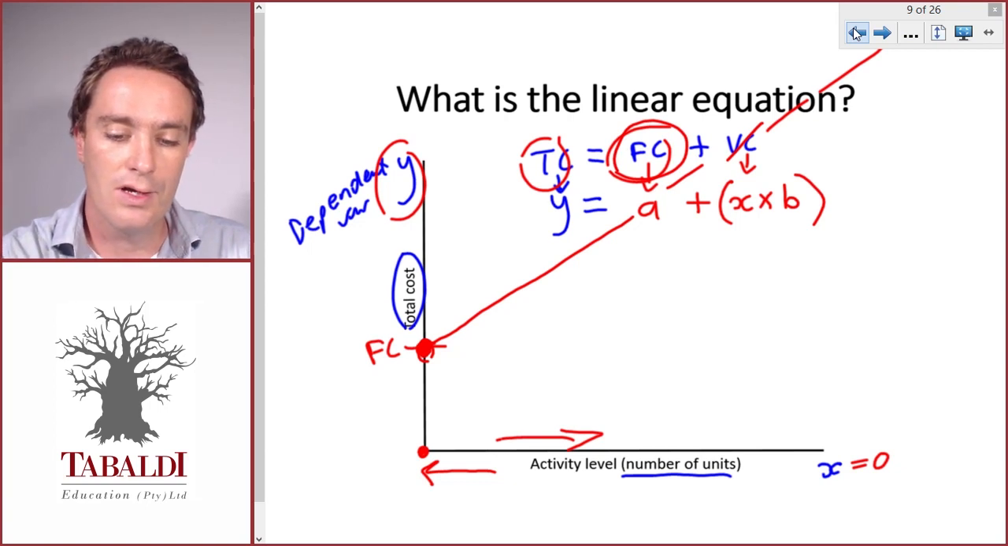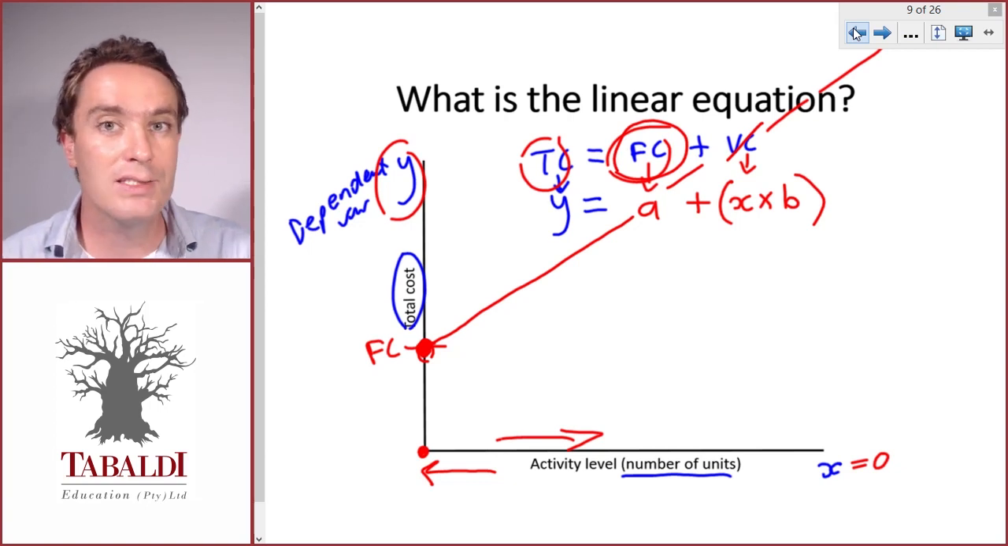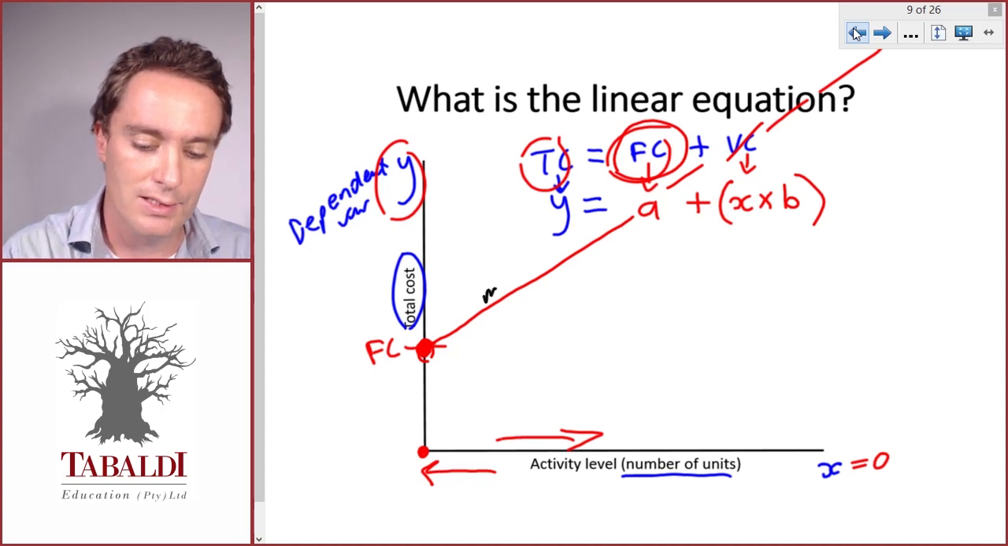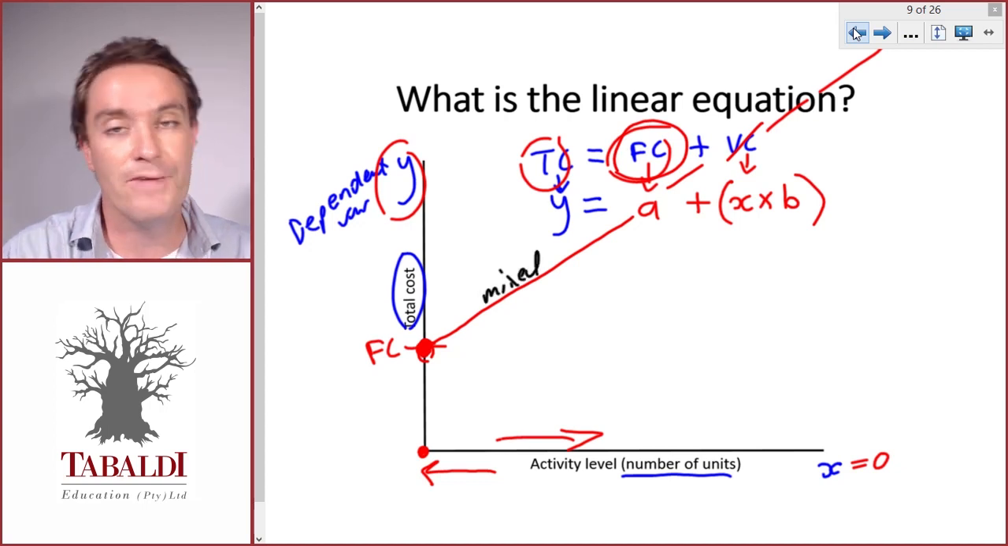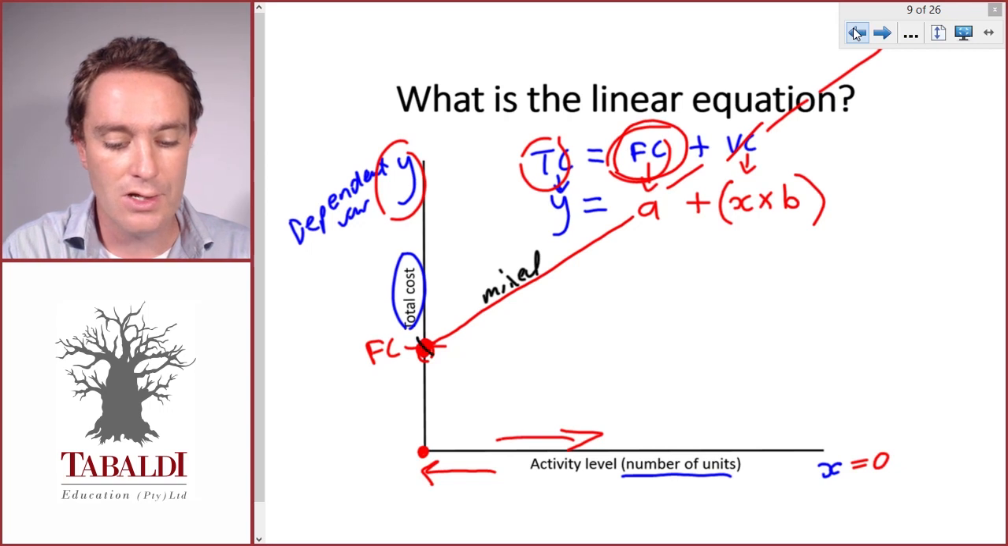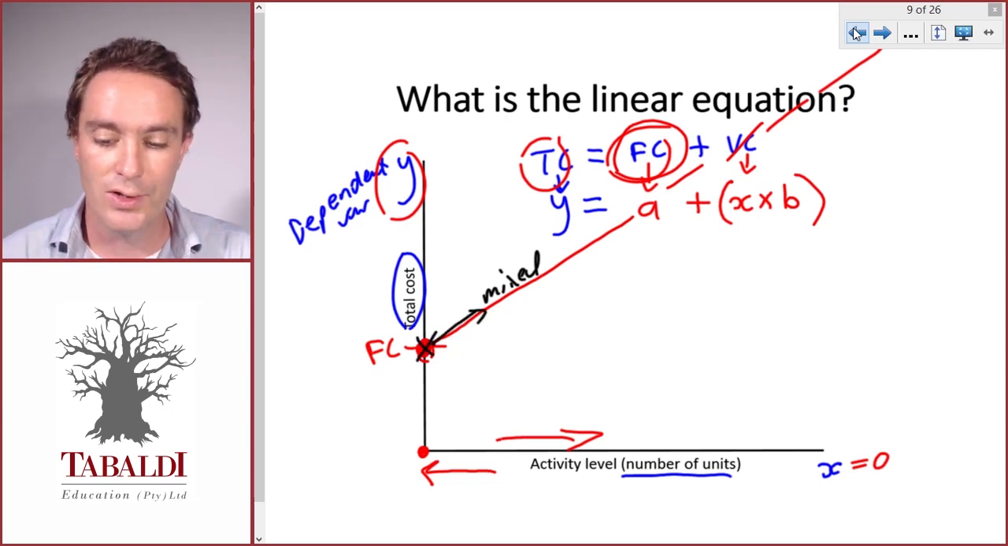So if you look back to our mixed cost line, that's what this represents. It's a mix between fixed and variable costs, which starts at the fixed cost line and then increases in direct proportion to the number of units as we produce more units.